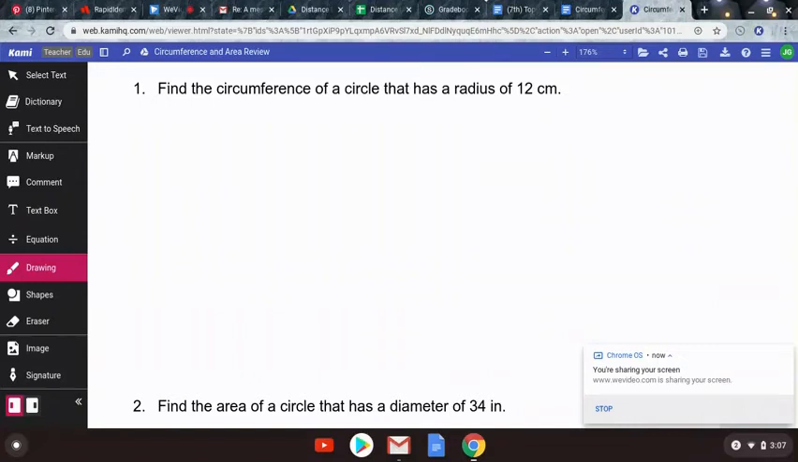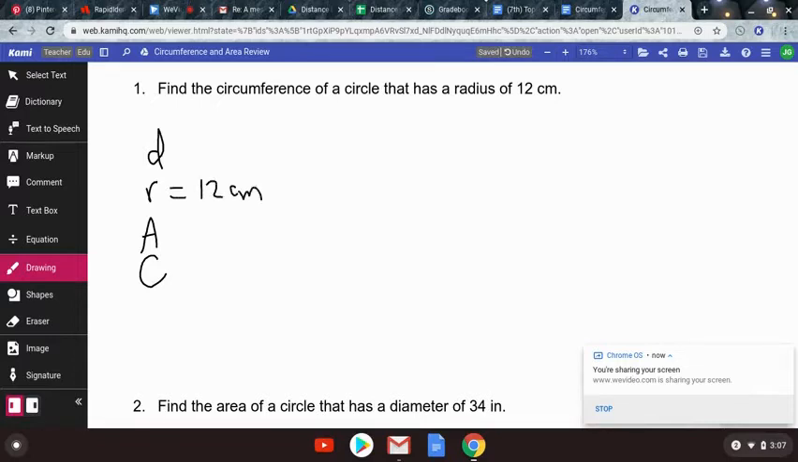Hi everyone, let's take a look at this first question just to get our minds back onto circles. It says find the circumference of a circle that has a radius of 12 centimeters. So what we're going to do is we're going to use CARD. And they give us that the radius is 12 centimeters.